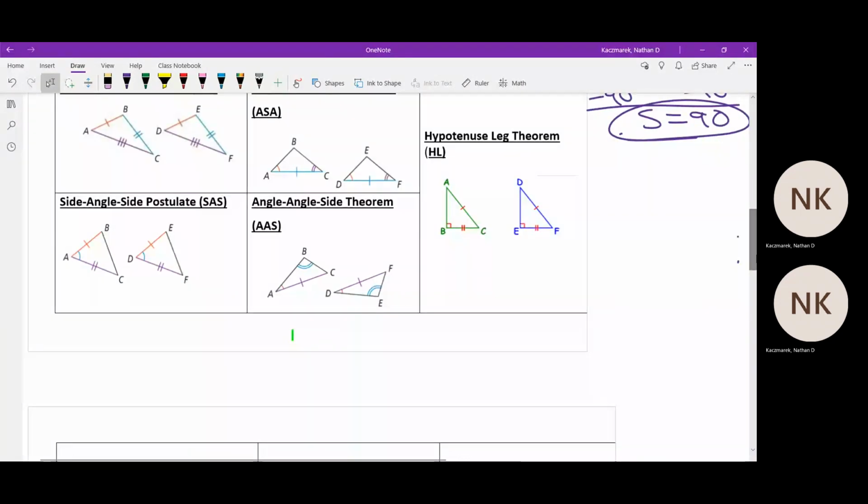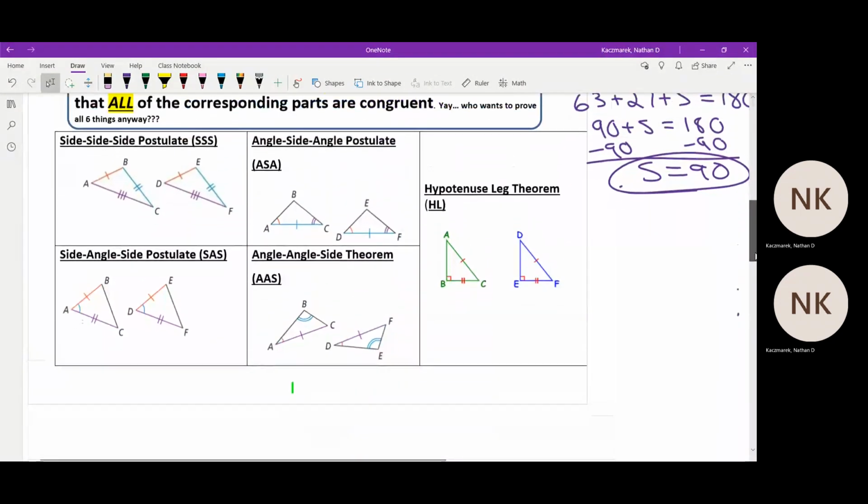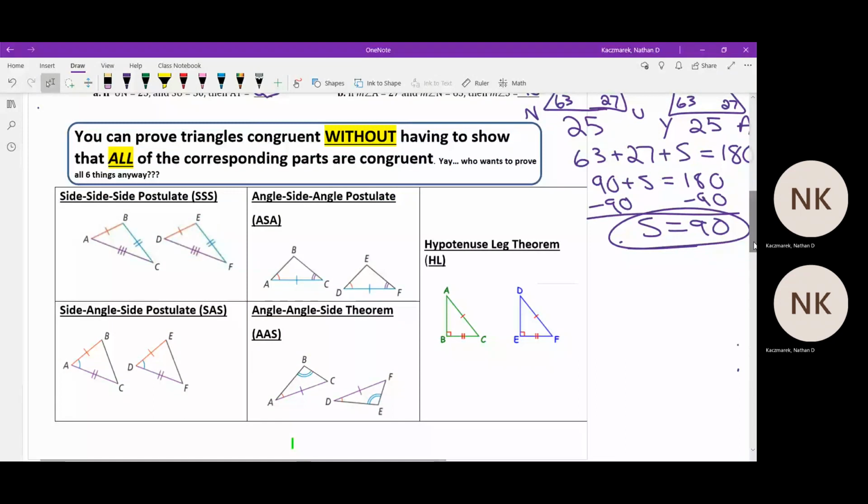We don't need to go through and say that every single thing for every triangle is the same in order to prove that they're congruent. We can actually have a few shortcuts, only 3 parts that we need to know in most cases, except for this hypotenuse leg. That's going to be 2 parts. But everything else we need 3 pieces. So you can prove triangles are congruent without having to show that all the corresponding parts are congruent. And yay, because who wants to do all that work all the time, right? 6 things every time. I'd like to cut that in half to 3 if I can.